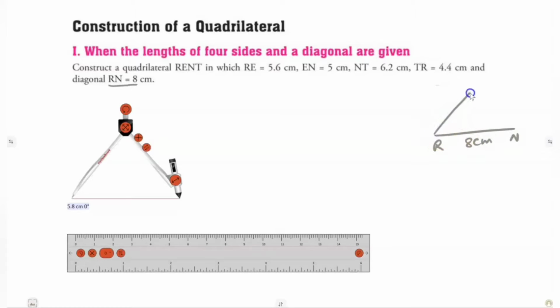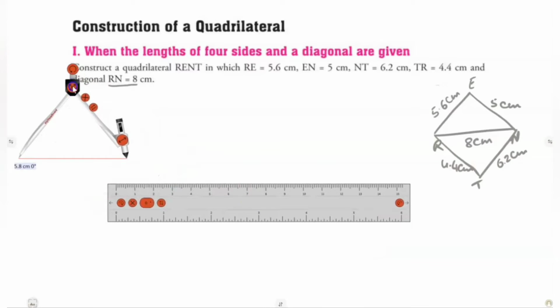Then draw RE on the top, mark it as 5.6 centimeter. Next, join E to N, mark it as 5 centimeter. Then draw NT on the bottom and mark it as 6.2 centimeter. Next, join T to R also and write it as 4.4 centimeters. These are not actual measurements, these are according to the data. This is our rough sketch.